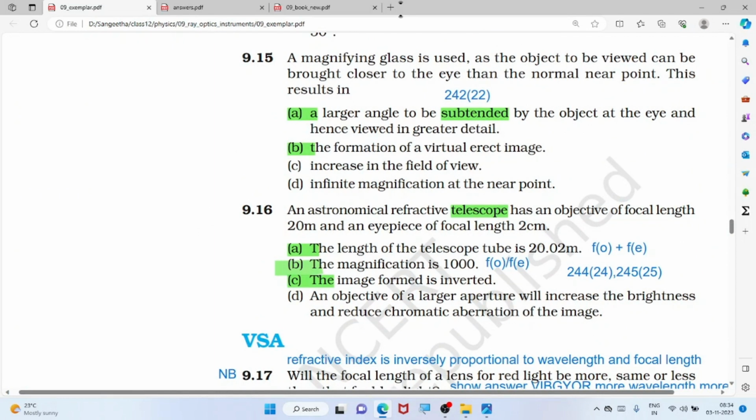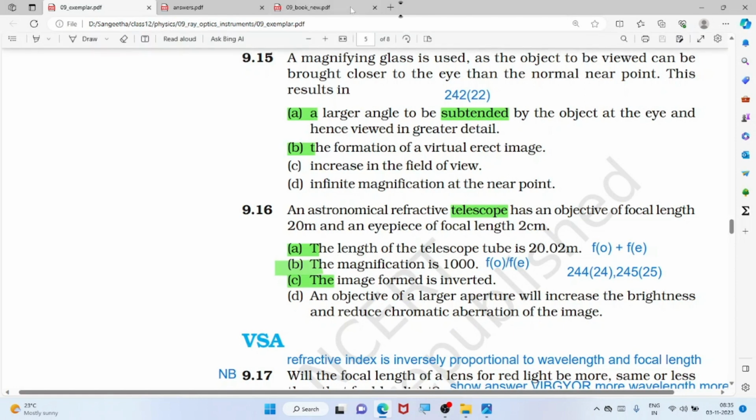A magnifying glass is used as an object viewed can be brought closer to the eye than the normal near point. This results in a larger angle subtended by the object at the eye. Larger angle means more detail. A magnifying glass gives more detail, with formation of a virtual erect image.